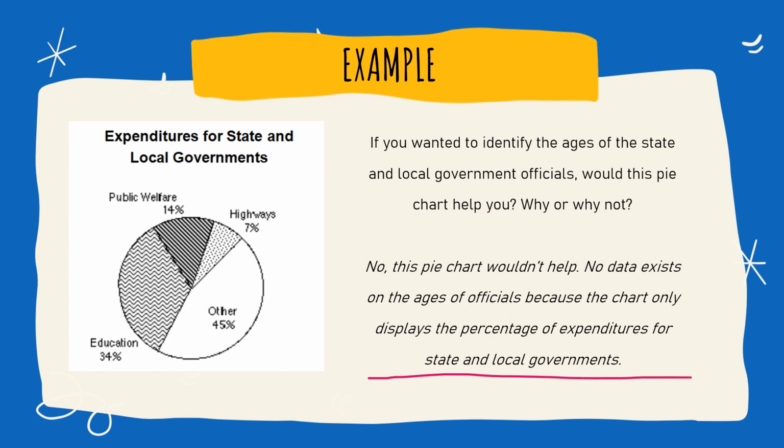So what is the reason? You need to justify based on your common sense and also based on the information given in the visual text. No data actually exists on the ages of the officials. Why? Because the chart only displays the percentage of expenditures for state and local governments, nothing about their ages.